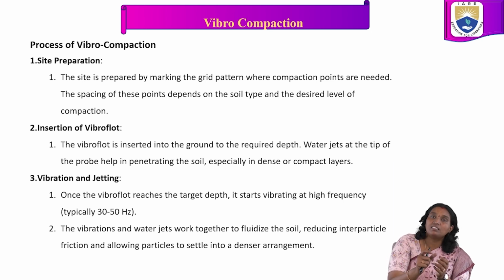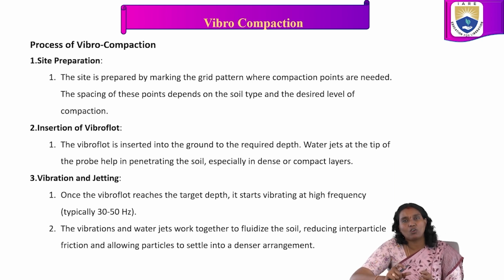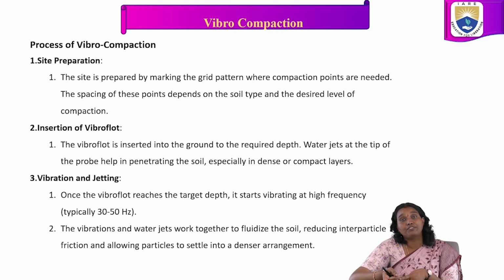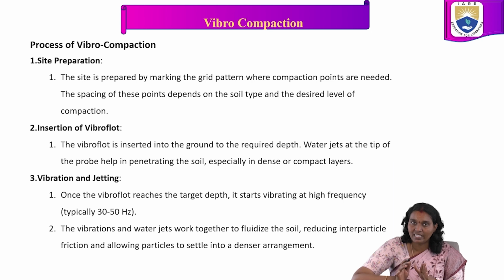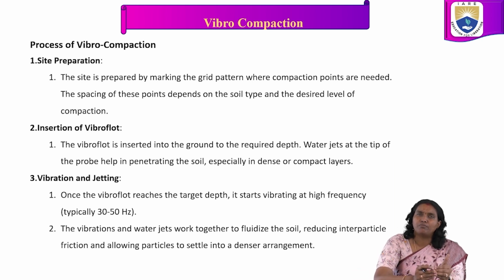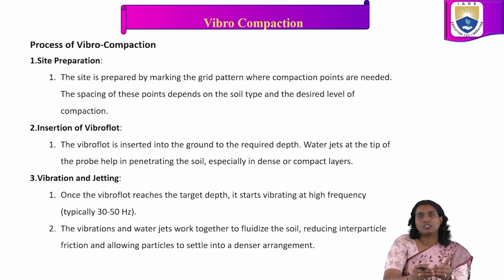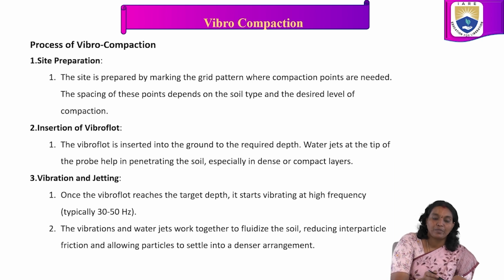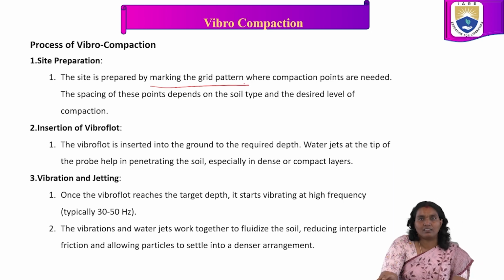Where the points are needed, how much spacing is required, which soil type it is, and what kind of enhancement of the soil properties is required. These are all we have to understand, and only then do we move forward with the process. So in this process, the first step is site preparation. This site preparation is done by making a grid pattern.